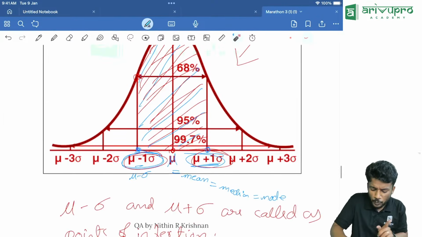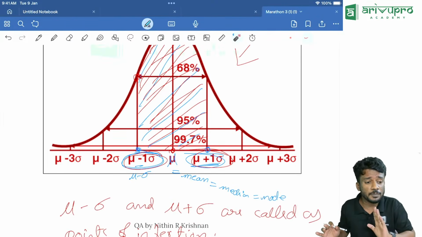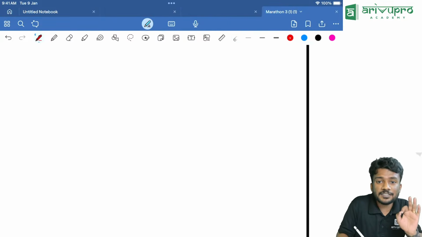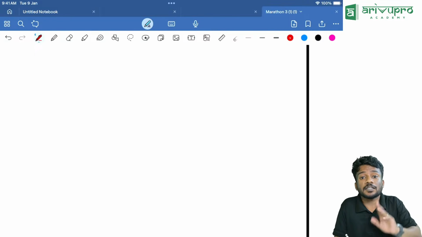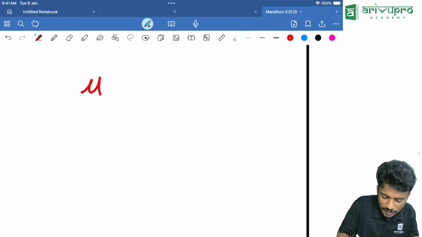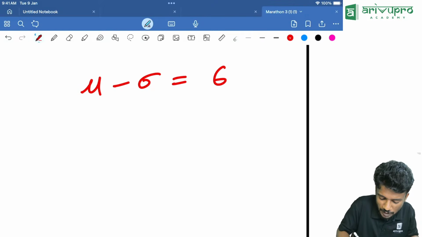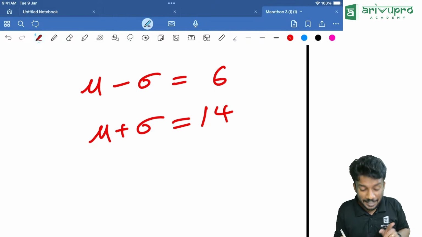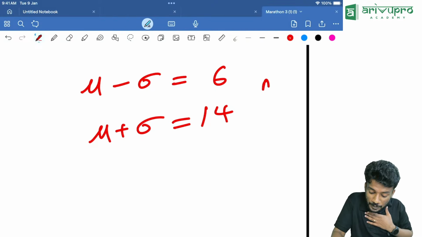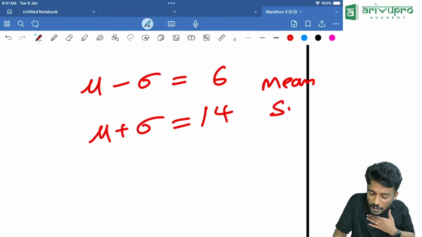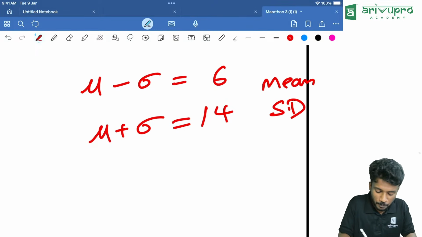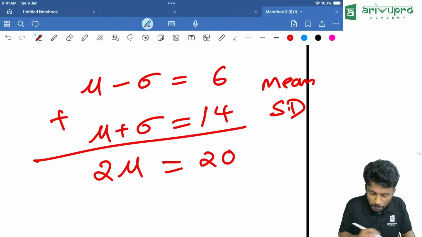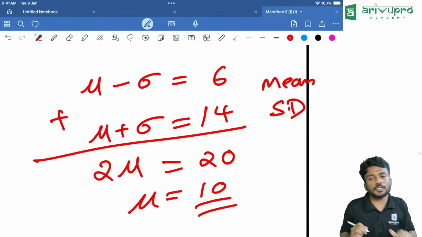Understood? Now I will tell you, in the previous attempt also, when I was doing the last minute revision, I was telling them the points of inflection are 14 and 6 respectively. So we are taking mu minus sigma is equal to 6, mu plus sigma is equal to 14. From that, we need to find the value of mean and the value of standard deviation. So what is the value of mean? We need to add both of the things. 2 mu is equal to 20. From that, mu is equal to how much? 10. Mu is equal to 10.